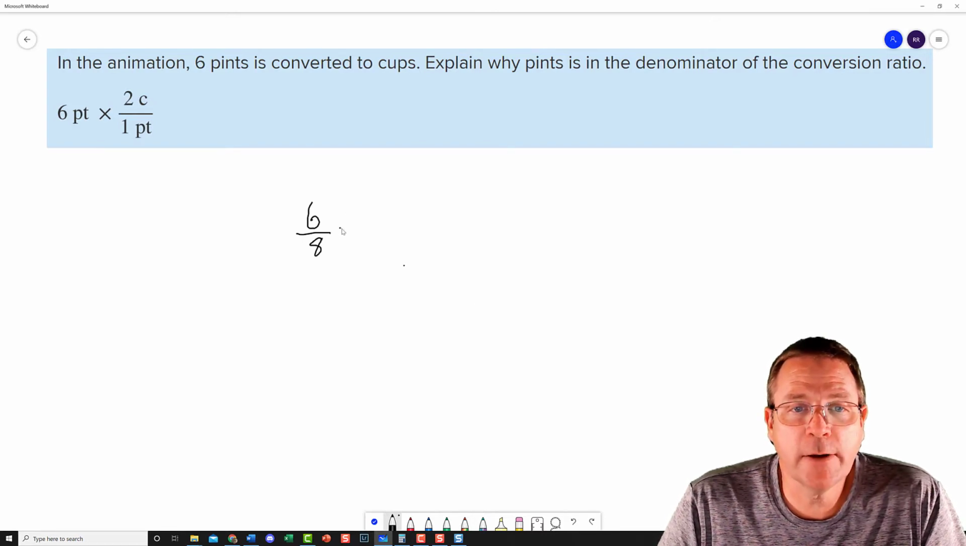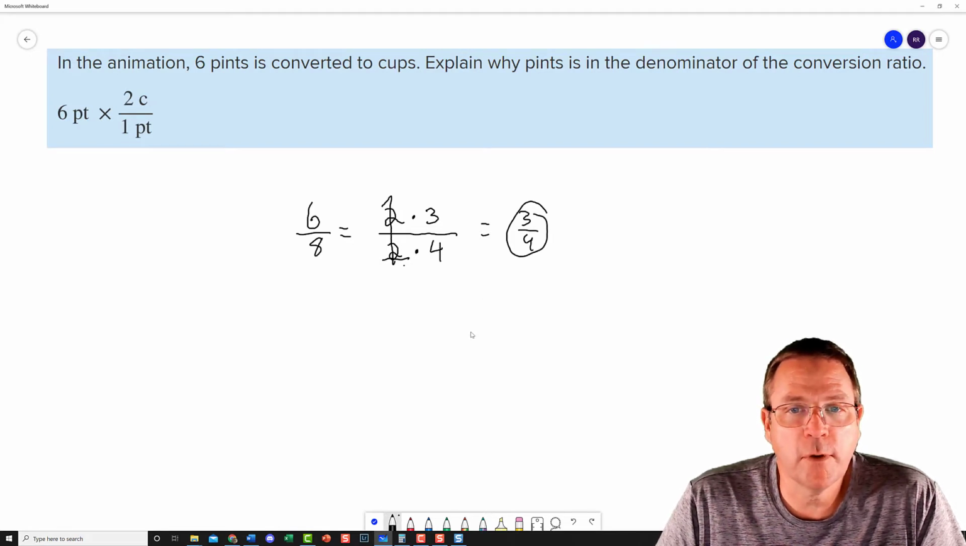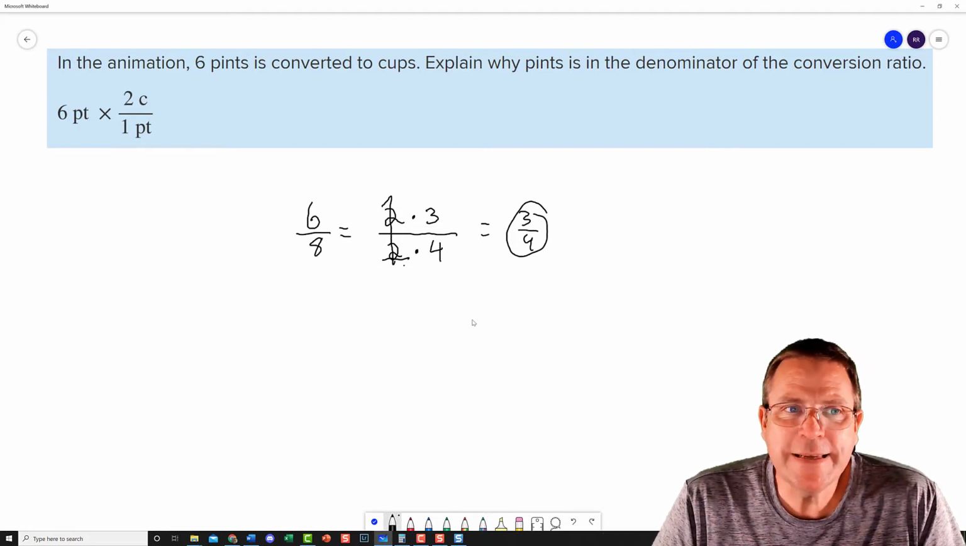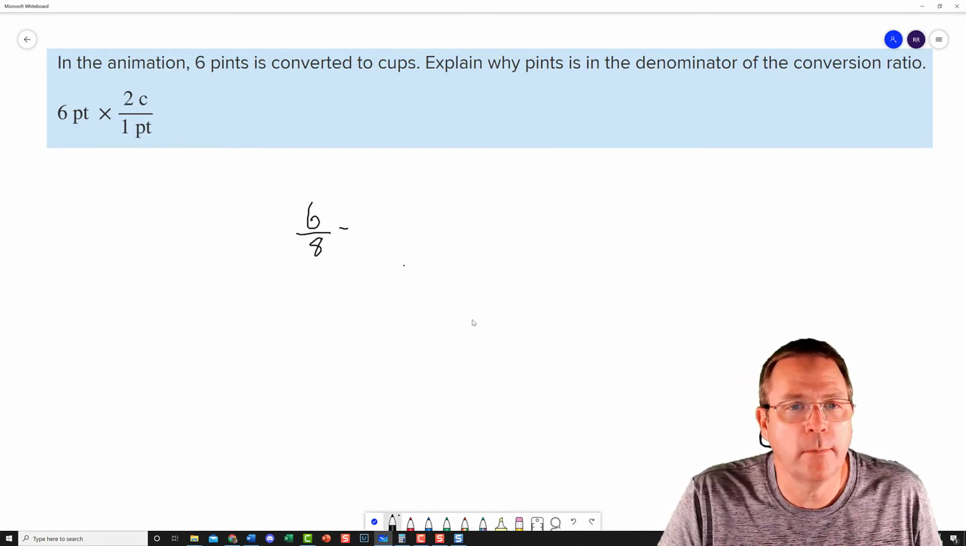If I was to factor these two numbers out, 6 is the same thing as saying 2 times 3, while 8 is the same thing as saying 2 times 4. The 2's would divide each other out, saying 2 divided by 2 is 1, 1 times 3 is 3, and 1 times 4 is 4, giving you the 3/4 for your simplified fraction. We're using that same concept here to answer the question we've got going on in the problem above.